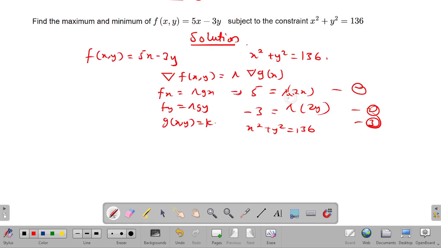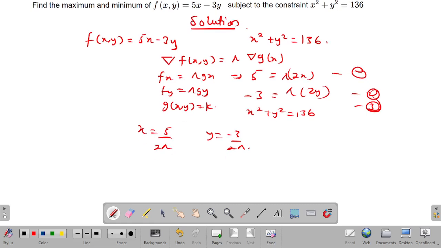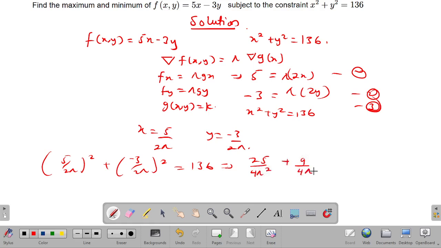We make x the subject in the first equation. x will be equal to 5 over 2 lambda. y will be equal to negative 3 over 2 lambda. Then you put it inside your constraint. So I'll have the expression 5 over 2 lambda all squared plus negative 3 over 2 lambda all squared equal to 136. This gives me 25 over 4 lambda squared plus 9 over 4 lambda squared is equal to 136.